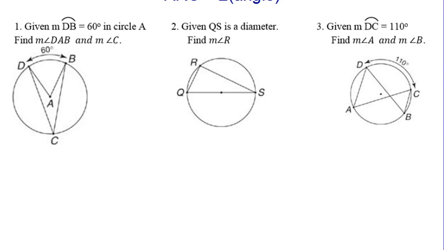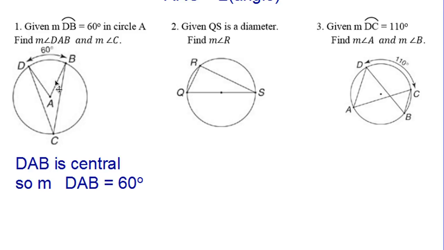So let's take a look at a couple of problems here and see how we use this stuff to solve problems. What I want to remind you is that for inscribed angles, its arc equals 2 times the angle. Here we're given that arc DB is 60 degrees in circle A. So that's telling us A is the center. They want us to find the measure of angle DAB and the measure of angle C. DAB is a central angle, and central angles equal the arc. That's what we talked about last class. So if the arc is 60, then the central angle DAB is also 60 degrees.